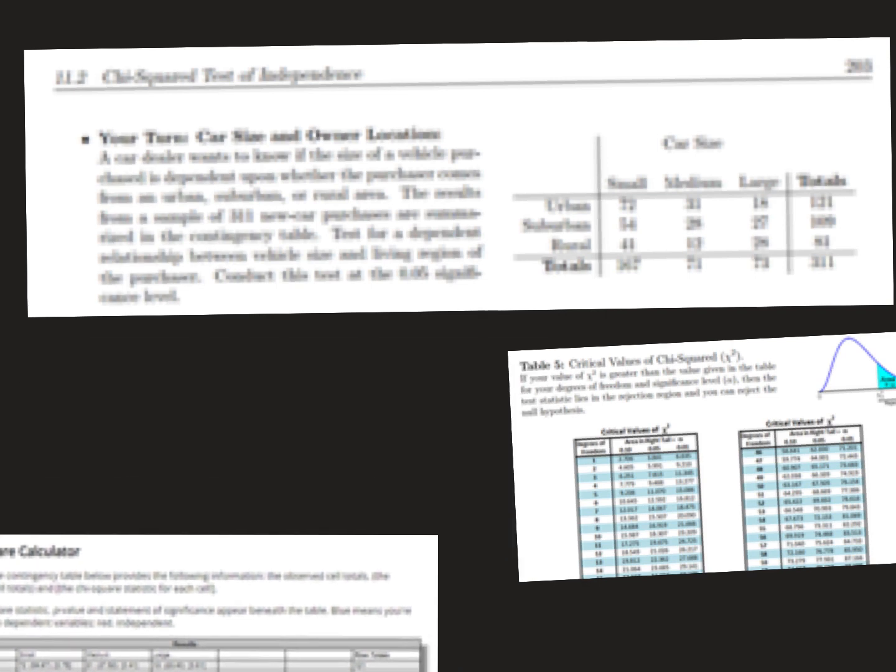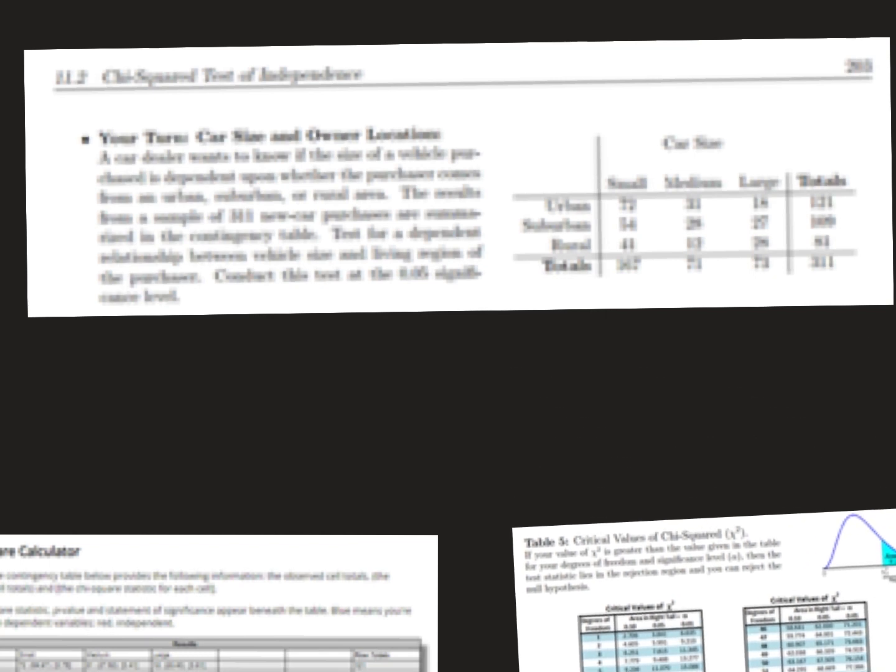Okay, so this came from the textbook. It's one of those your turn exercises, and when you're doing these chi-square tests for independence, H0 and H1 are pretty easy to do. They're trying to say, is there a relationship between vehicle size and where people live? So H0 would be, well, there's always no association. There's no difference, right?